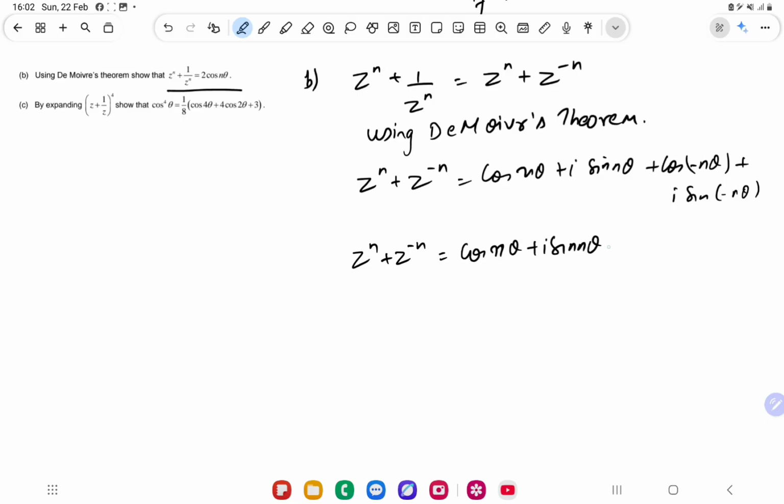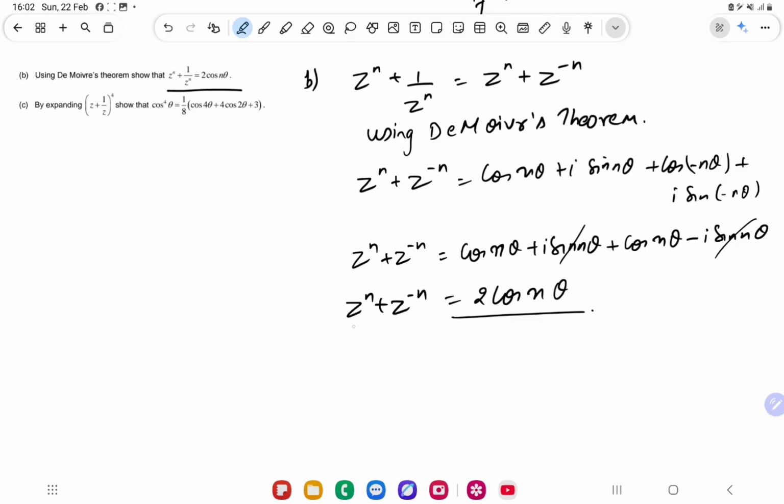Cos is an even function, so I can write it as this, and sin is an odd function, so I can write it like this. These two will get cancelled out, so this is nothing but 2 cos n theta, and this is what we have to show. So my LHS is equal to RHS.